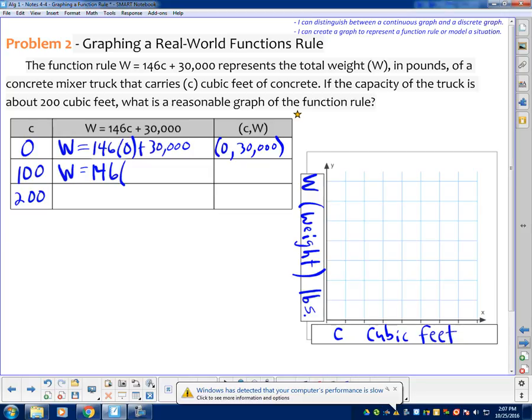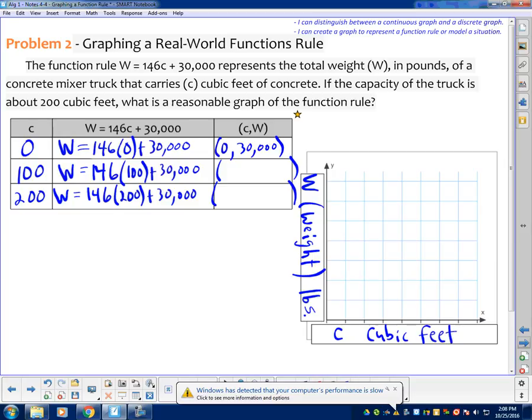All right, so Nolan, did you get this? Nolan? 100, 200. So we're going to plug in 100 on the next one, plus 30,000. And then on the next one, it's W equals 146 times 200 plus 30,000. I might need some calculation help on these, guys. Well, maybe. Actually, I don't. You can do it. I do. So I'd like you to punch it in for me.